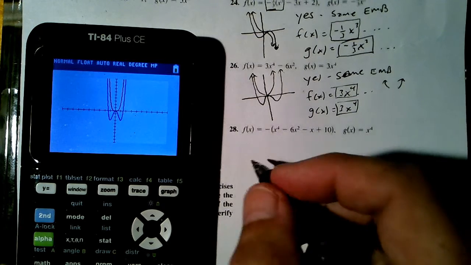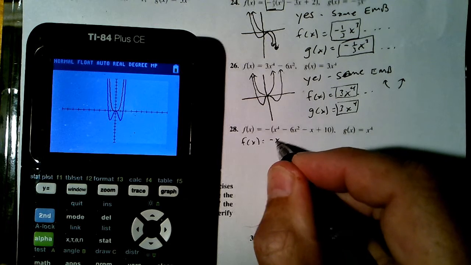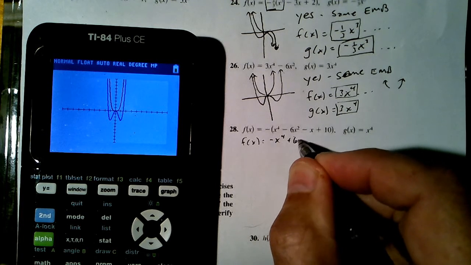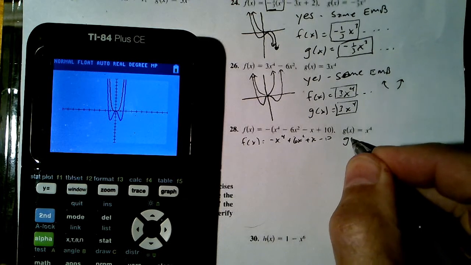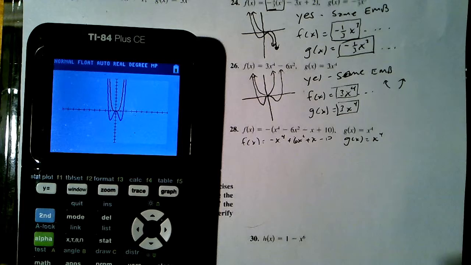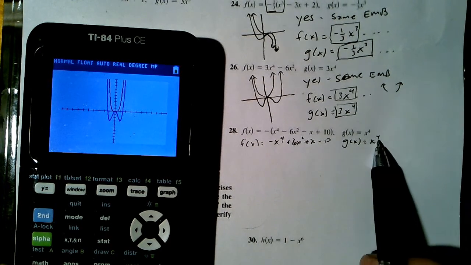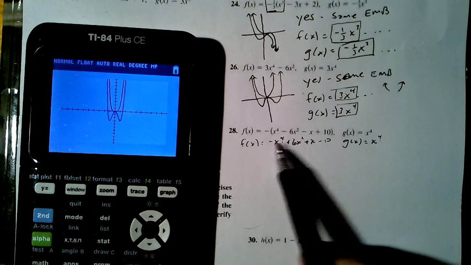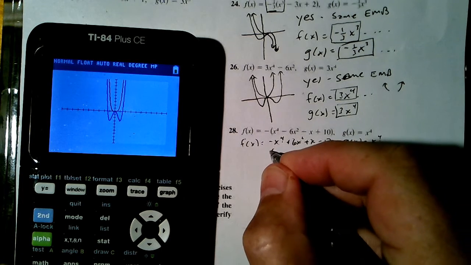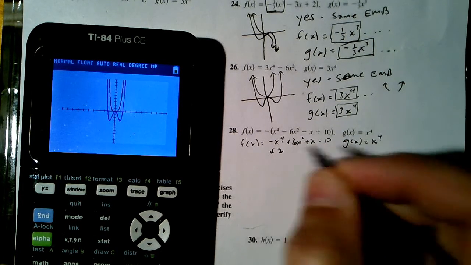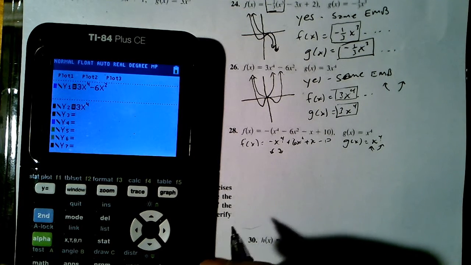Okay, 28. So f of x is, if I distribute this, negative x to the fourth plus 6x squared plus x minus 10, versus g of x, which is, of course, just x to the fourth. Well, they have the same end behavior, even versus even, but upside down versus right side up. This graph is going to eventually fall to the left, fall to the right, where this one's going to rise and rise. But we'll look at it on our graphing calculator.